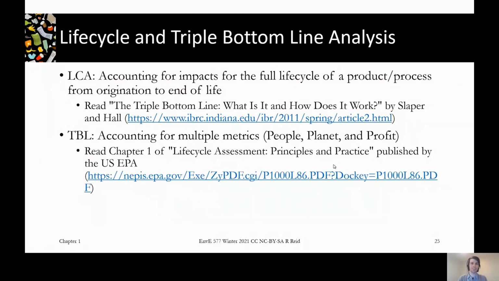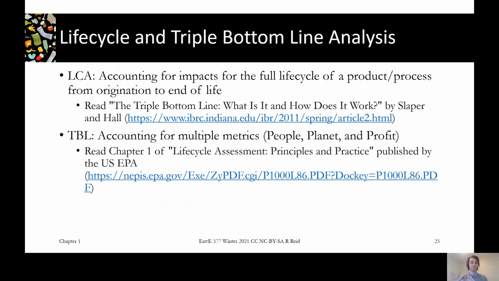In this section, we're going to talk about the evaluation of integrated solid waste management systems. So how do we know if a system is good or bad? What kind of goals is a system working toward? So two really useful tools for evaluating systems are lifecycle analysis and triple bottom line analysis.